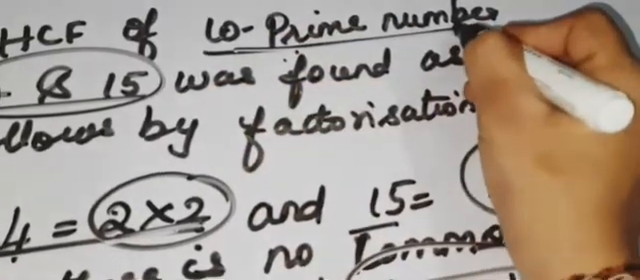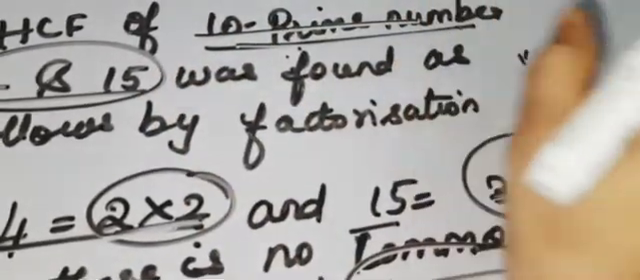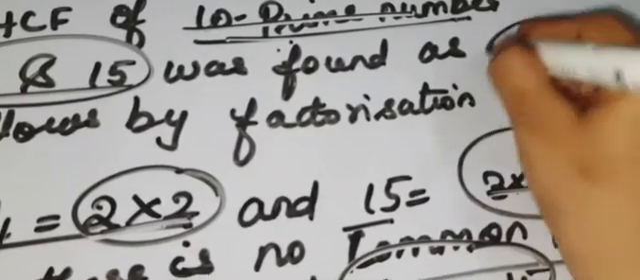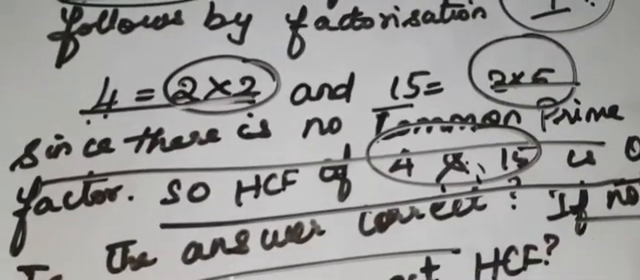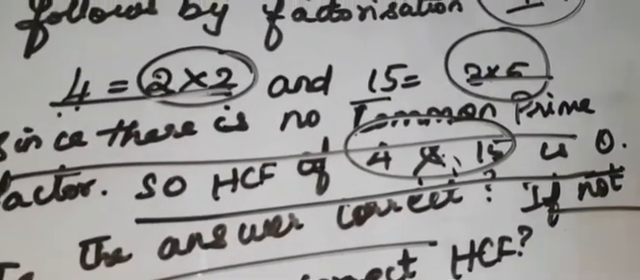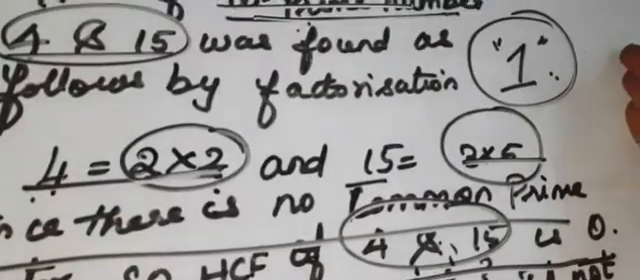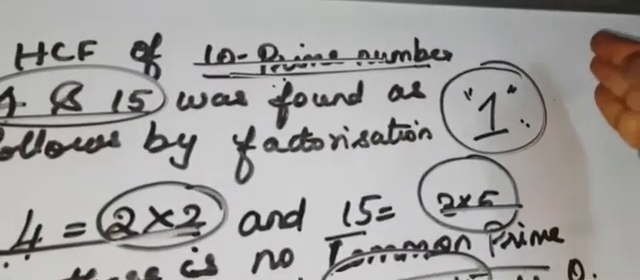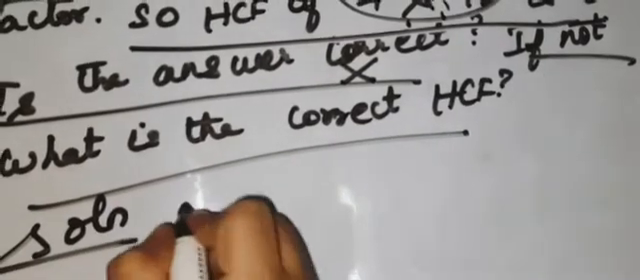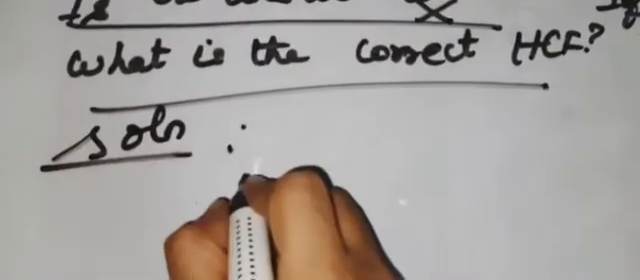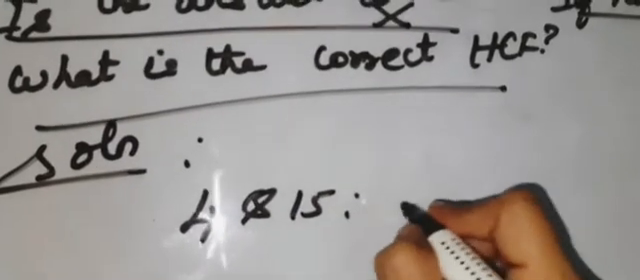See here, they have mentioned in the first statement of the question itself that a co-prime number will have the factor 1. Is the answer correct? If not, what is the correct HCF? They have given the first clue itself that the given numbers are co-prime. I have already told you the HCF will never be 0. The HCF of the co-prime numbers 4 and 15 is 1.